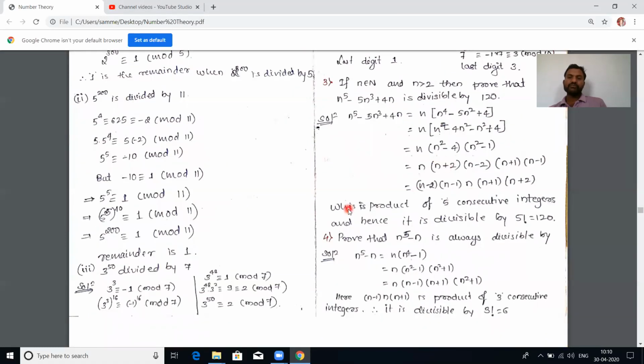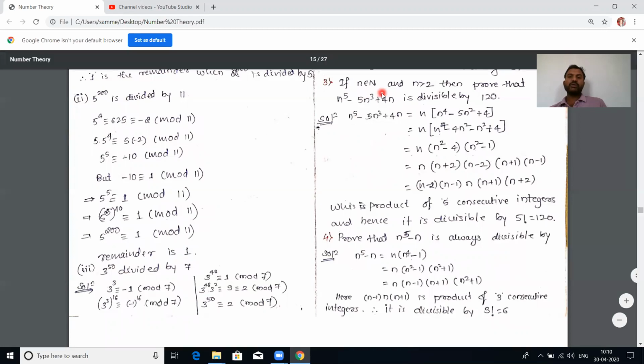The next example: if n belongs to the natural numbers, n greater than 2, then prove that n raised to 5 minus 5n cube plus 4n is divisible by 120. We need to prove this where n is greater than 2. So consider the given number n raised to 5 minus 5n cube plus 4n. I will take n as common, remaining n raised to 4 minus 5n square plus 4.